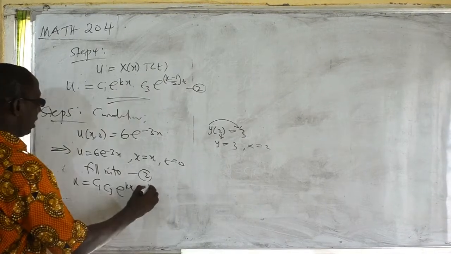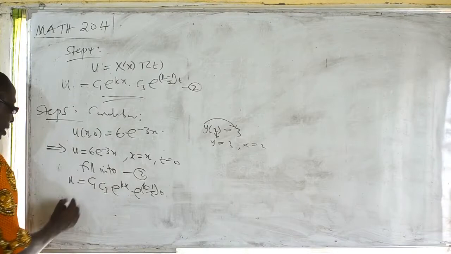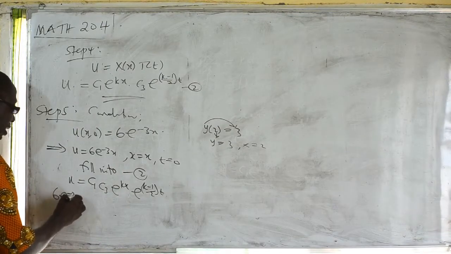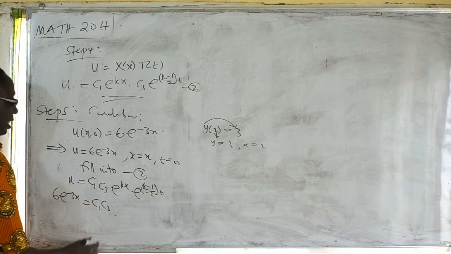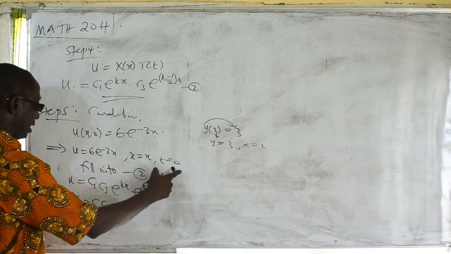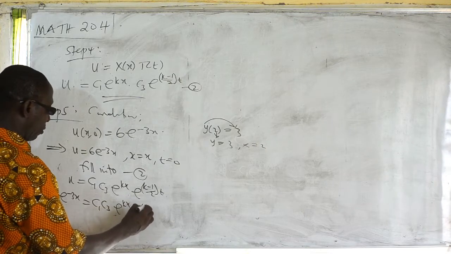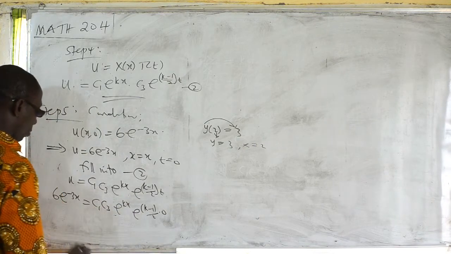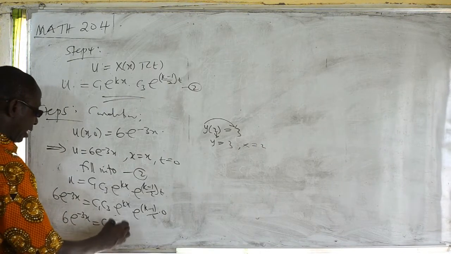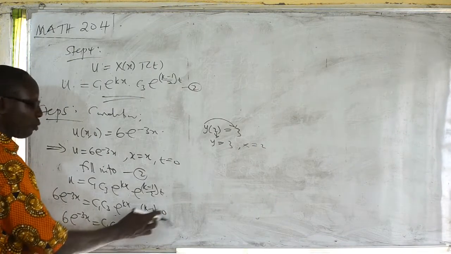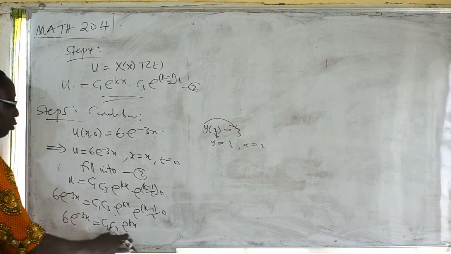So we have u is equal to c1, but we multiply by e to the (k minus 1) over 2 t. So u is this, 6e to the minus 3x. c1 c3, well, let me call it c1 c3. x is x, t is 0. So we have e, x is x, t is 0. So this is 6e to the minus 3x equals c1 c3 e to the kx. The whole of this is e to the power 0, which is 1. So we have this.